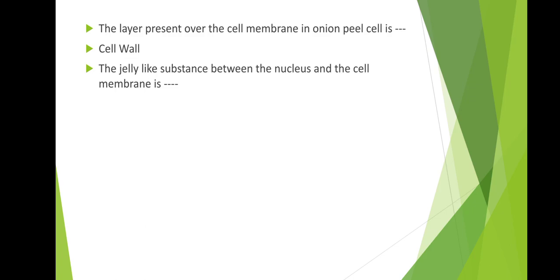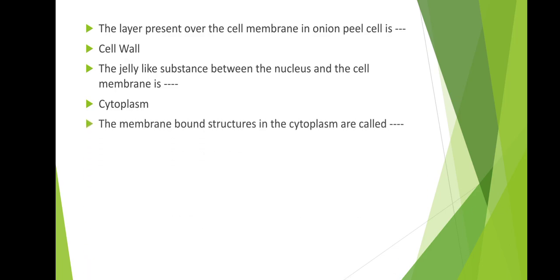The jelly like substance between the nucleus and the cell membrane is cytoplasm. The membrane bound structures in the cytoplasm are called cell organelles. There are so many structures in the cytoplasm. They are called cell organelles. Many cell organelles are present in the cytoplasm.